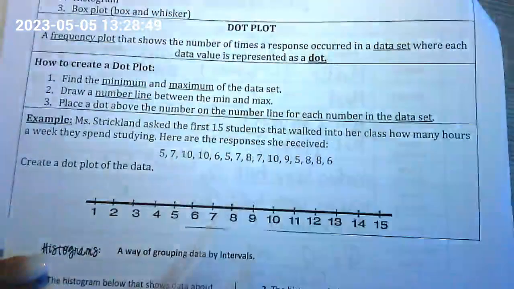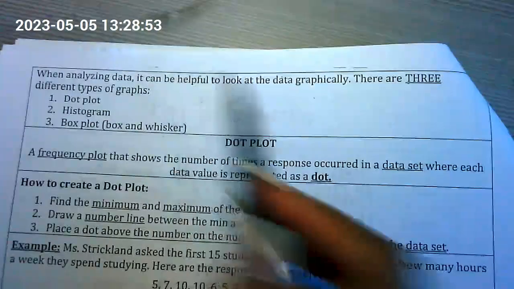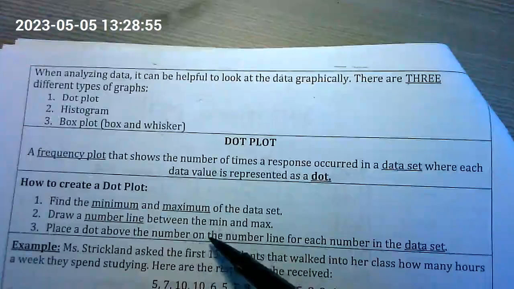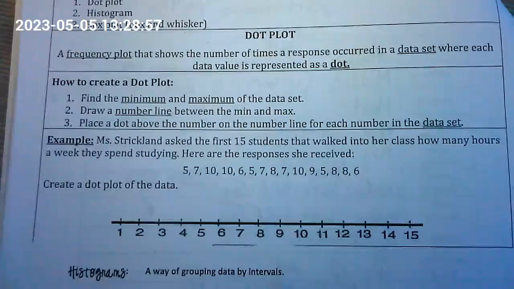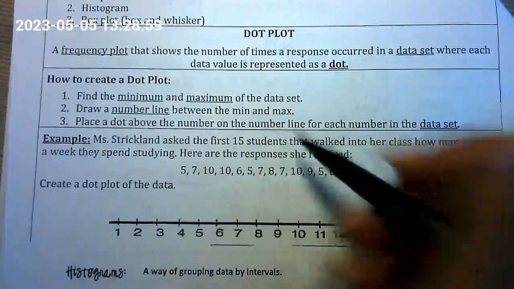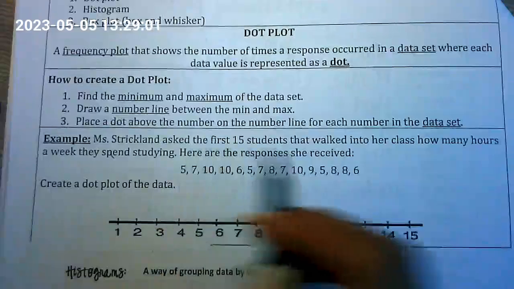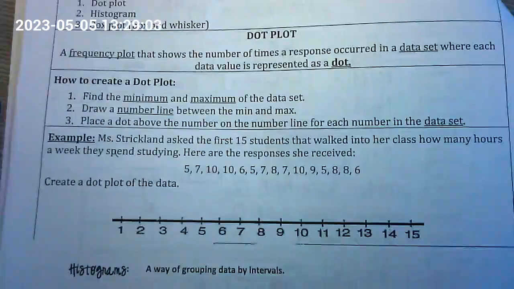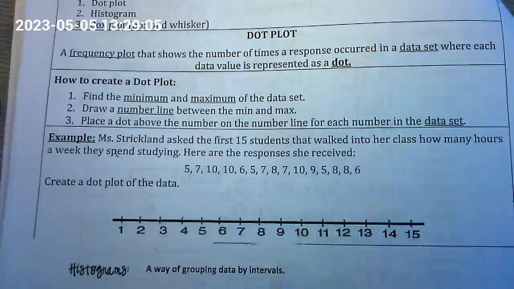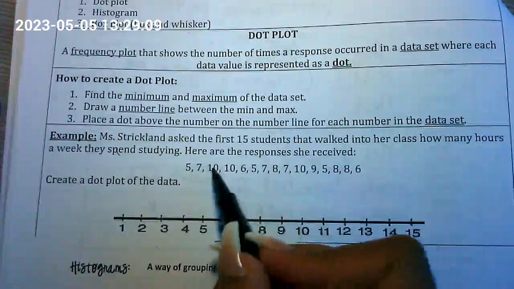Okay, right here is a dot plot. This is some information about dot plots, how to create a dot plot. If you want to read that vocab, let me know, okay? It says Mrs. Strickland asked the first 15 students in her class about how many hours a week they spend studying. Here are the responses. So we're going to literally put a dot above each of these numbers.